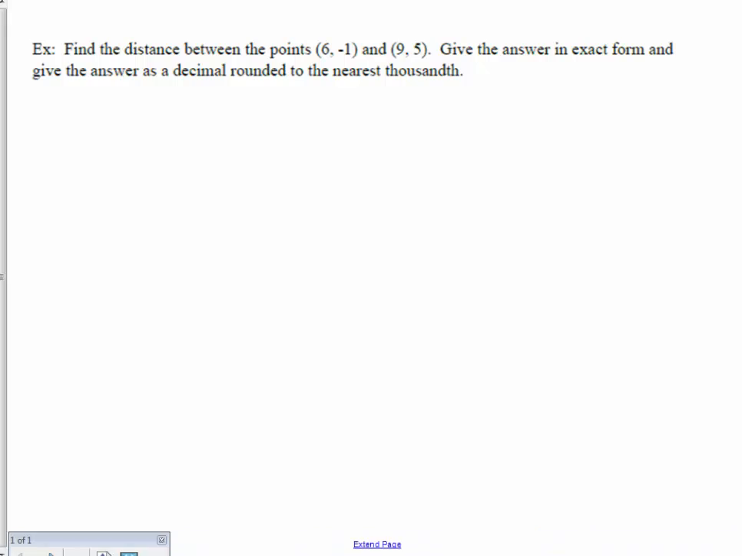For this example, we would like to find the distance between the ordered pairs (6, -1) and (9, 5). We are going to give the answer in both exact form and as a decimal rounded to the nearest thousandth. To do this, I will first write my ordered pairs and label them.